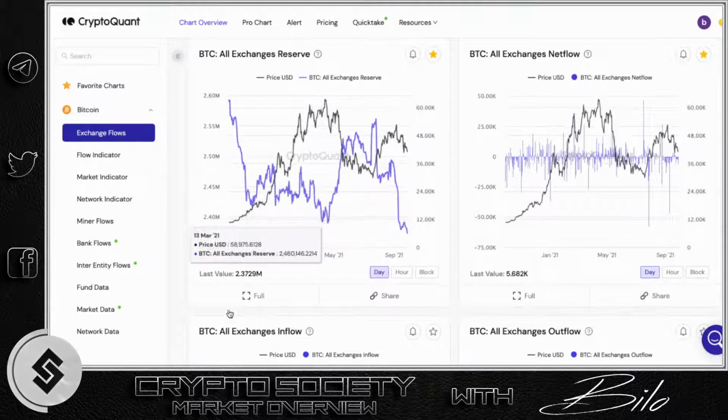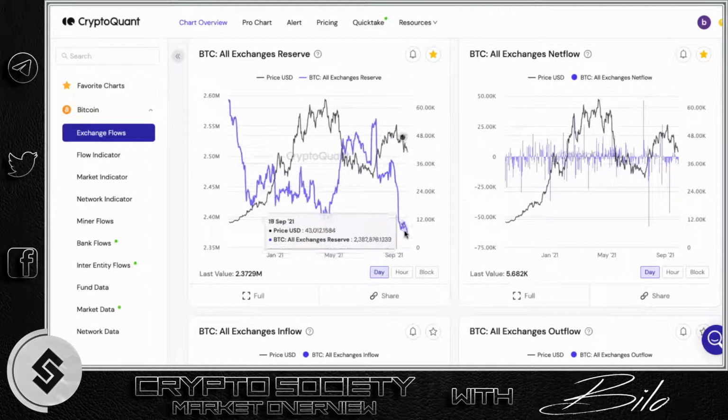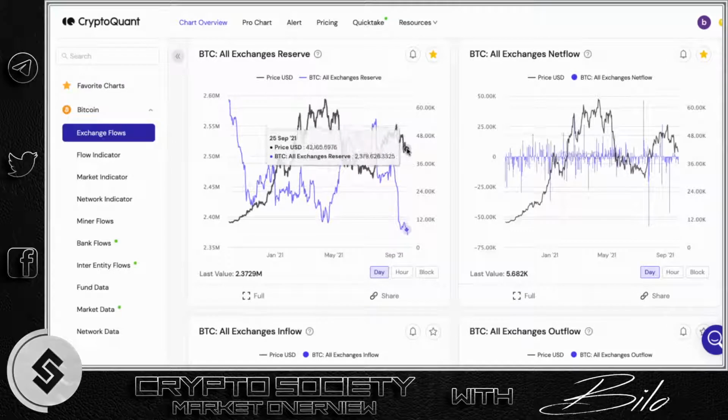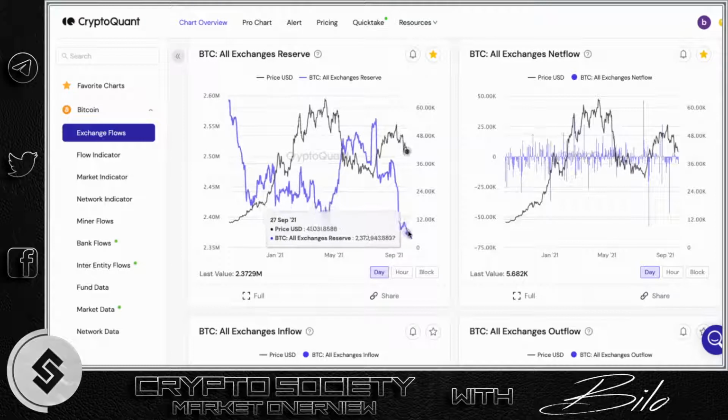I find this to be interesting, bullish, with the caveat that I don't have a subscription that gives me the latest information. This here ends on September 25th, 26th, 27th, and we are the 29th. So it's 2 days old. But as Bitcoin is going down, we also see spot reserves going down.